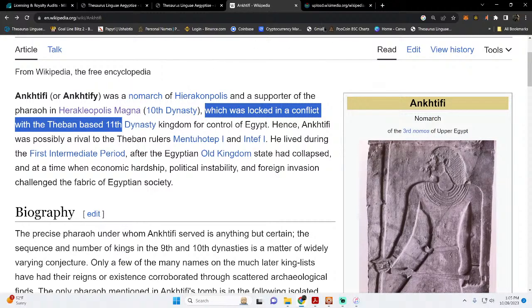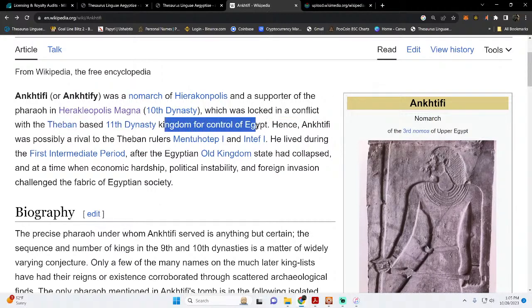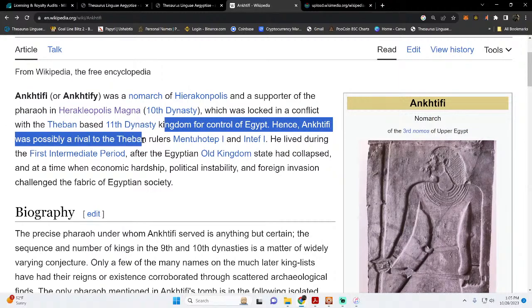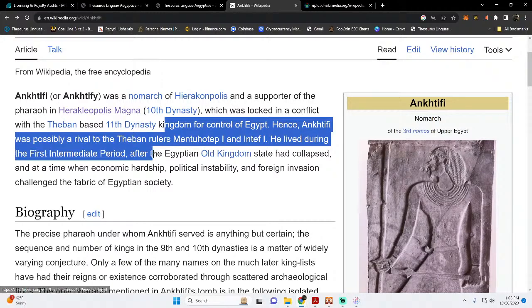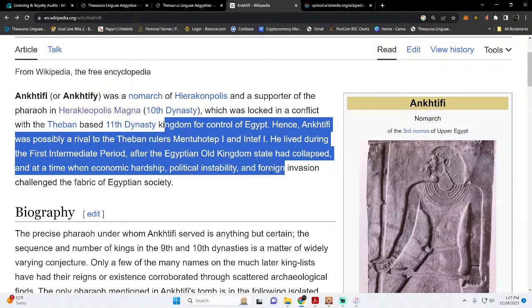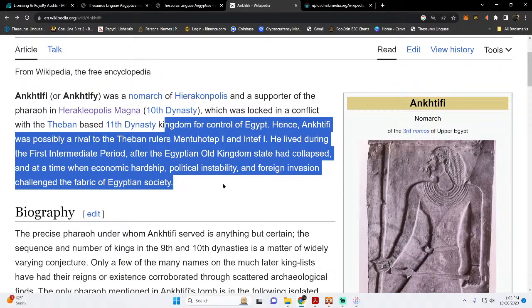Antefi, thinking that he could do something with... look, I'm just going to let them tell it. The Theban-based 11th dynasty kingdom for control of Egypt. Hence, Antefi was possibly a rival of the Theban ruler Mentuhotep I and Intef I. Yeah, he was. He lived during the First Intermediate Period after the Egyptian Old Kingdom state had collapsed, at a time of economic hardship, political instability, and foreign invasions challenging the fabric of Egyptian society.